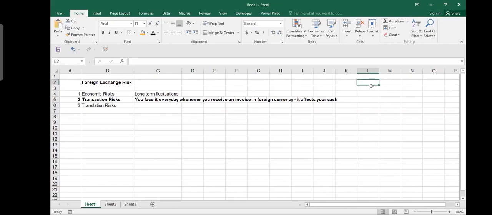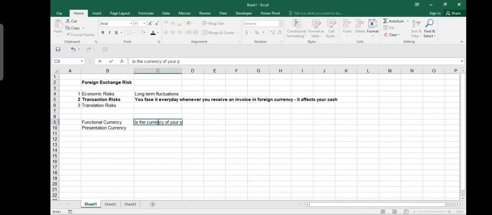Now remember that you have two types of currencies. You call it your functional currency, and you call it your presentation currency. Functional currency, let me put it down here. Functional currency is the currency of your primary business environment, in which you pay your expenses, price your products or services, or where decision making is done. So this is your functional currency.